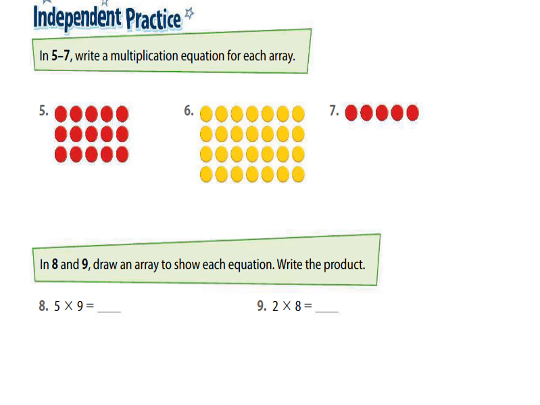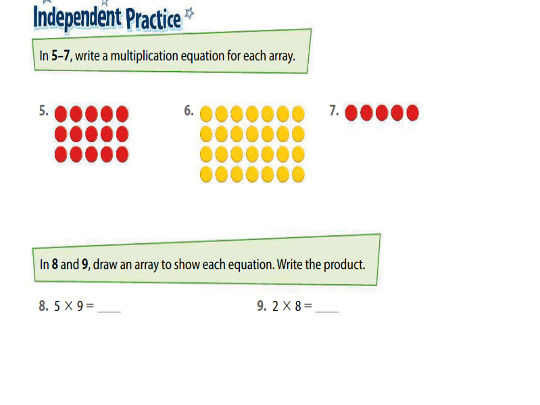Now question number 6. How many rows do you have? Excellent, there are 4. How many circles in each row? Amazing, there are 7. So 4 multiplied by 7. Now count all the circles. All of them. Excellent, there are 28. So 4 times 7 equals 28. Also, we can use repeated addition and say 7 plus 7 plus 7 plus 7.